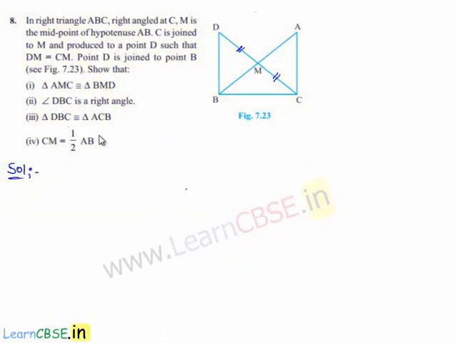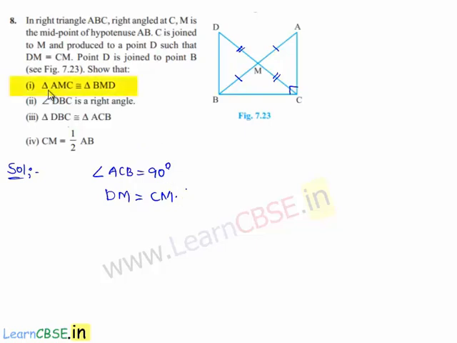Let us note the given information. He has given a right angle triangle ABC, which is right angled at C. So we can write angle ACB is equal to 90 degrees. He says M is the midpoint of hypotenuse AB, so we can say that AM will be equal to BM, as M is the midpoint of AB. And he says D is a point such that DM is equal to CM. Let us note down that DM is equal to CM.